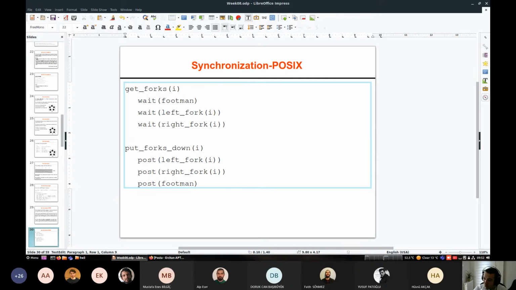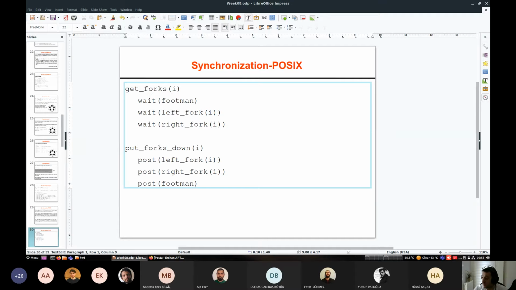Now, since footman is set to 4, that means the 5th process, whichever it is, that will call get forks, will be stuck at wait footman. And it will never touch the forks. So that means it is guaranteed that we have 5 forks for 4 processes, thus guaranteeing that there will never be a deadlock. And of course, in the case of putting down the forks, it works in reverse as a mirror of the get forks function.